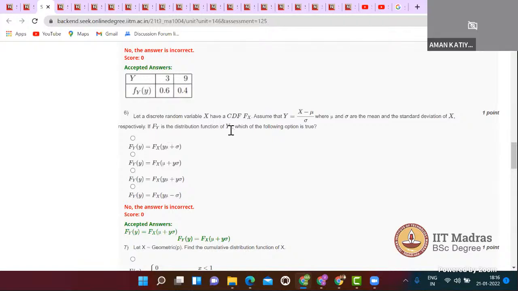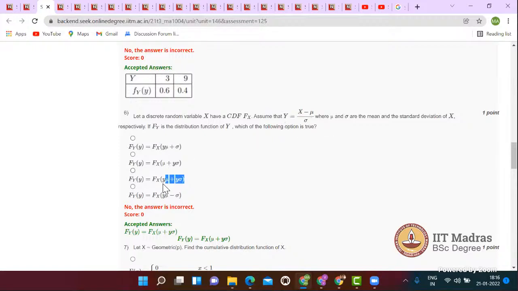Just replace x with y. Wherever you are getting x, you can just write sigma y plus mu, x in terms of y. So if you write sigma into y plus mu, this is the correct one, right? You just have to replace. There is nothing more there.